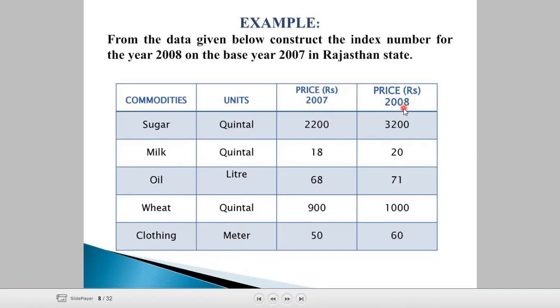So which is the latest year? 2008, isn't it? So this 2008 is your current year. And which is the old year? 2007. So this 2007 will become your base. So in this third column, you can see the prices of various items for the period of 2007. And here you can see the prices of various items for the period of 2008.